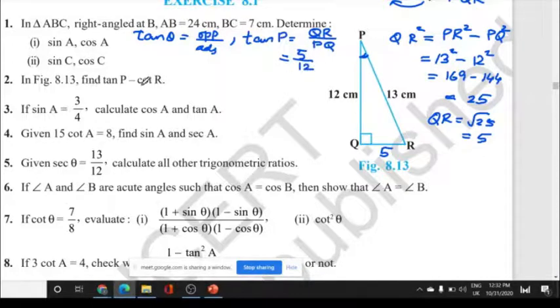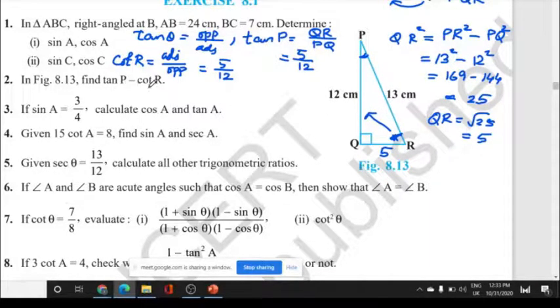Now let us take cot R. What is cot R? Cot is the opposite of tan, so adjacent by opposite. Adjacent to R is 5. Opposite to R is 12. So cot R is adjacent by opposite, 5 by 12.